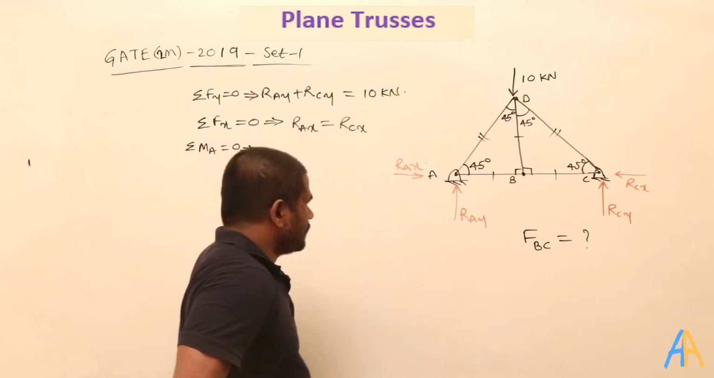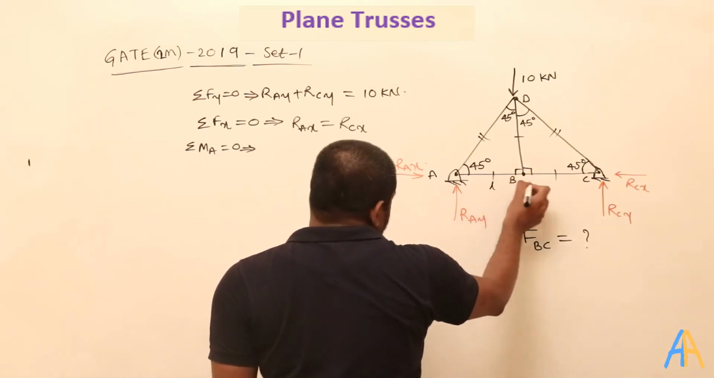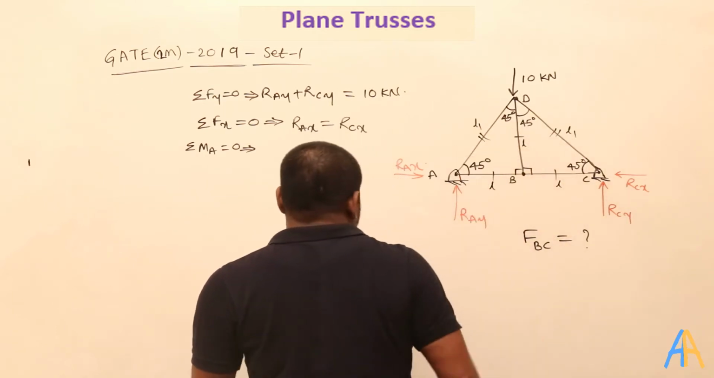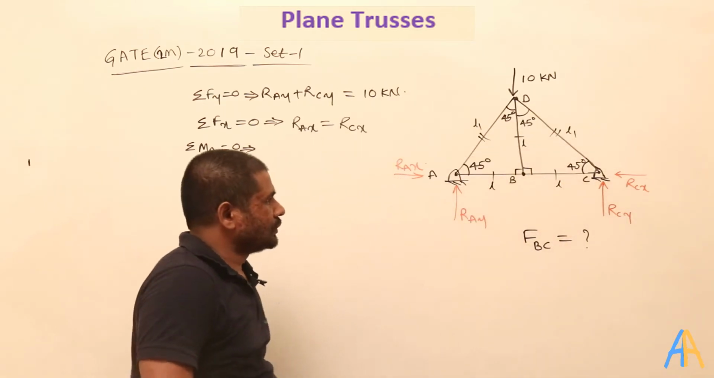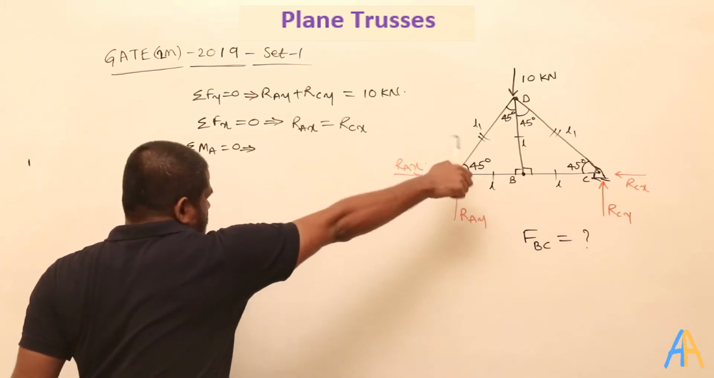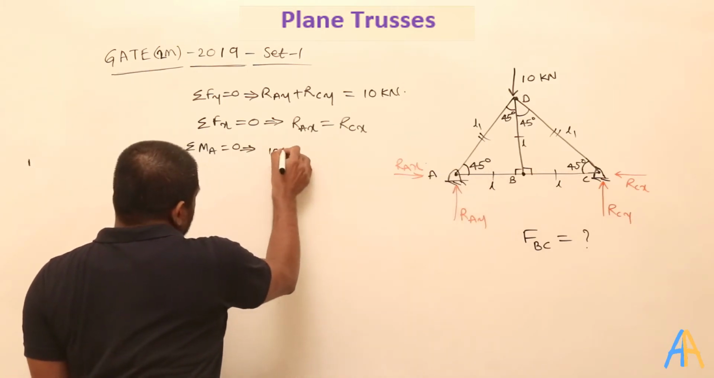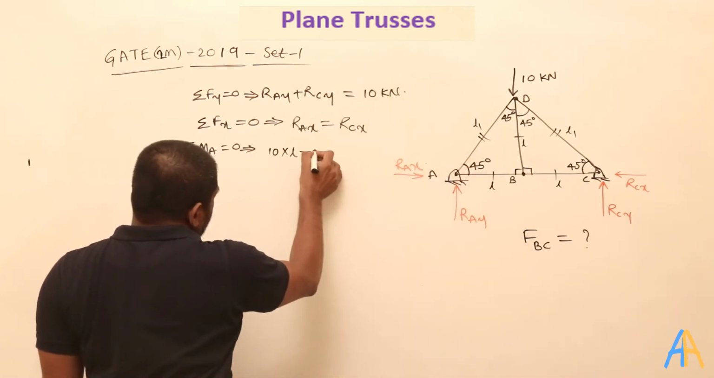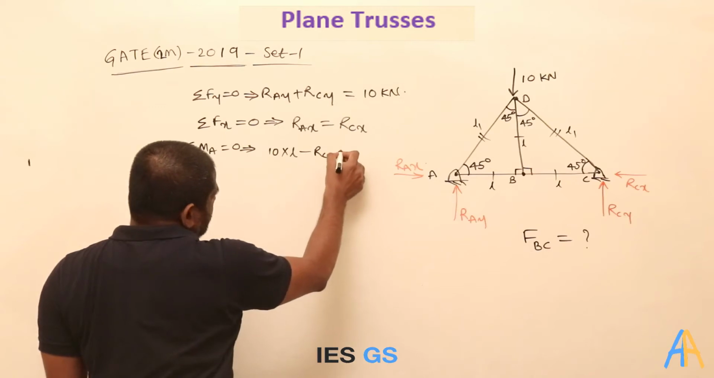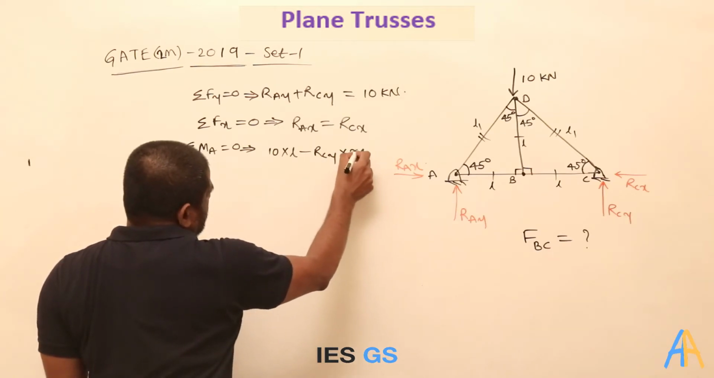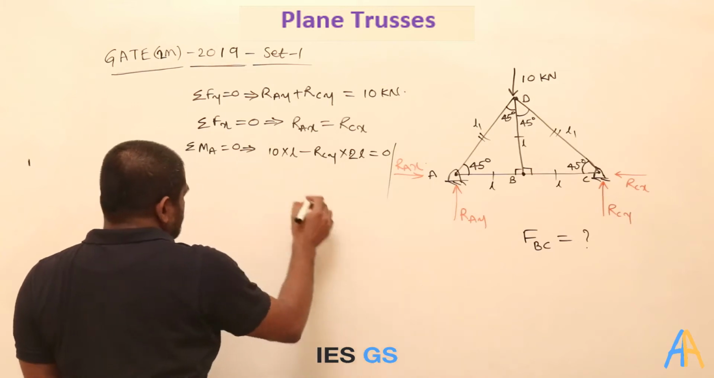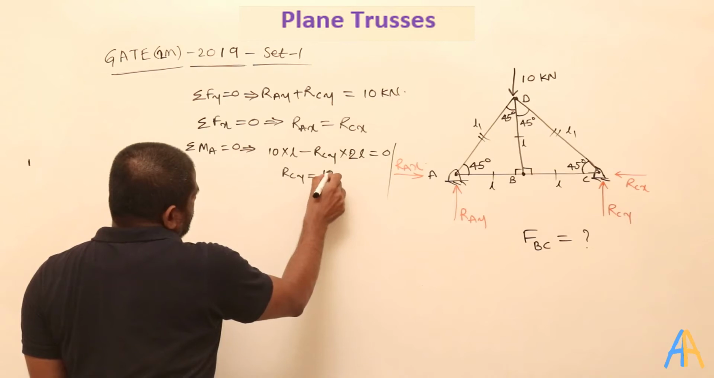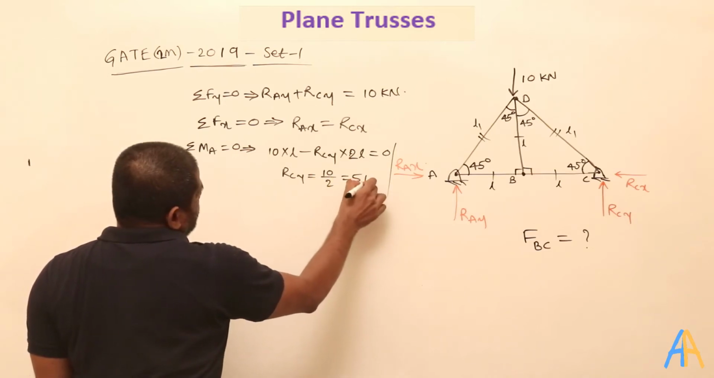Otherwise, I will take this as the length L, this is L, this is L, and this is L1 and L1. So if I apply MA equal to 0, what are the forces? 10 kN, which is at a distance of L. So 10 into L clockwise, and minus RCY, which is going in the opposite direction, at 2L, equal to 0. So RCY is how much? Equal to 10 divided by 2 equal to 5 kN.